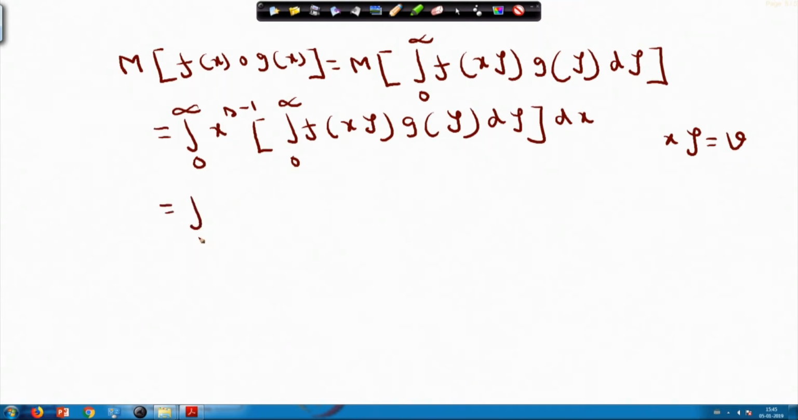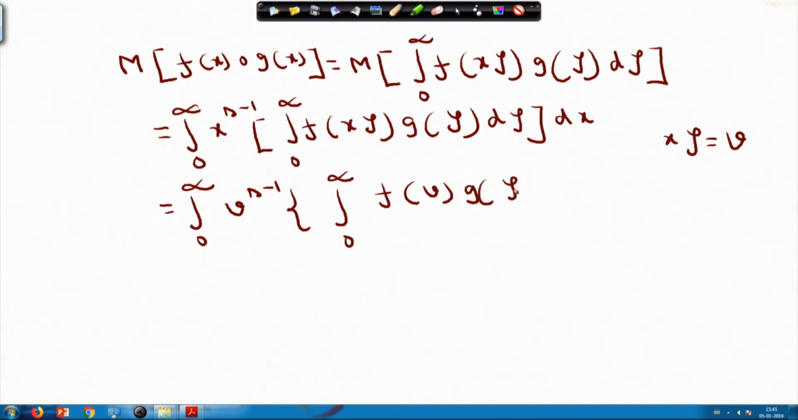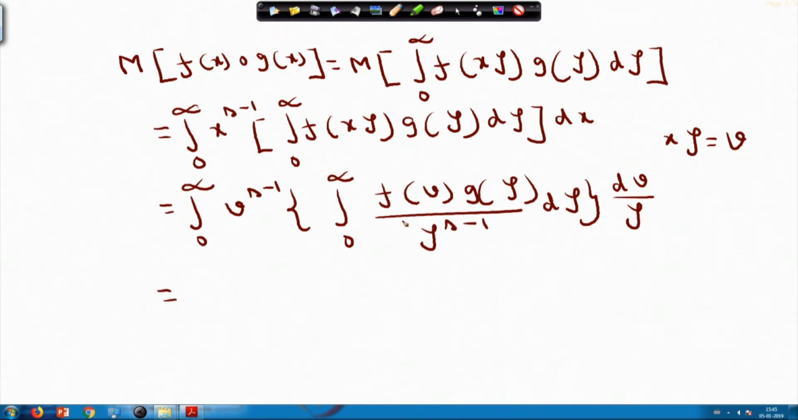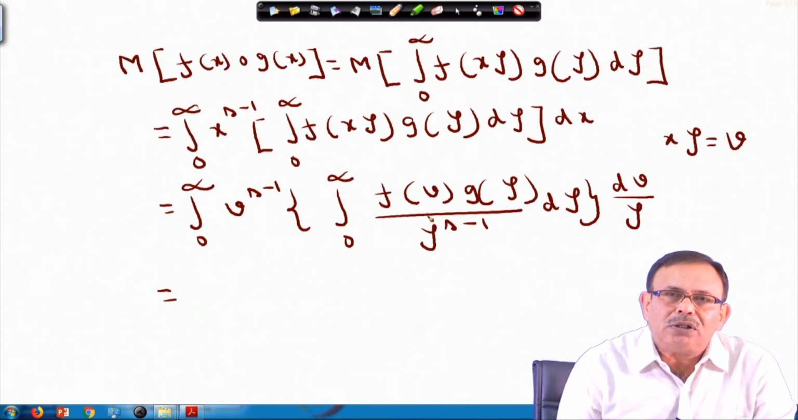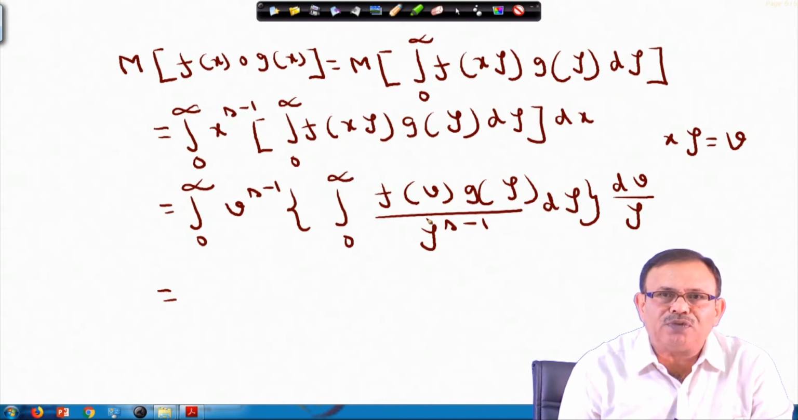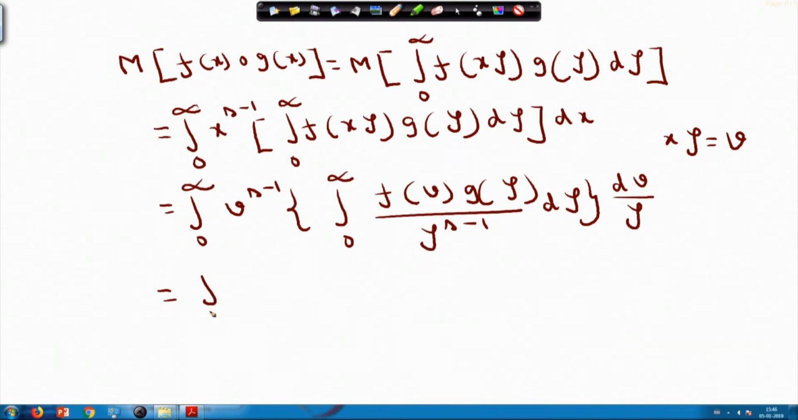If I substitute this, this will equal the integral from 0 to infinity of v to the power s minus 1, times the integral from 0 to infinity of f of v into g of eta divided by eta to the power s minus 1 d eta, into dv by eta. Once I write this, I can break it into two independent integrals, because the independent parameters v and eta can be separated and put in two different integrals in this form.